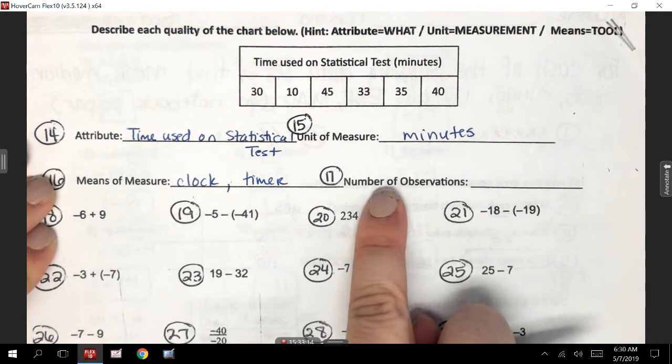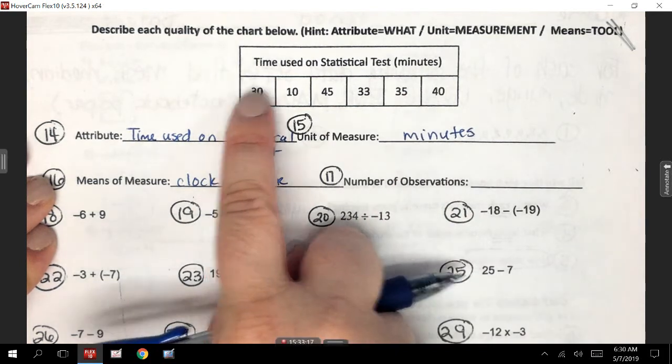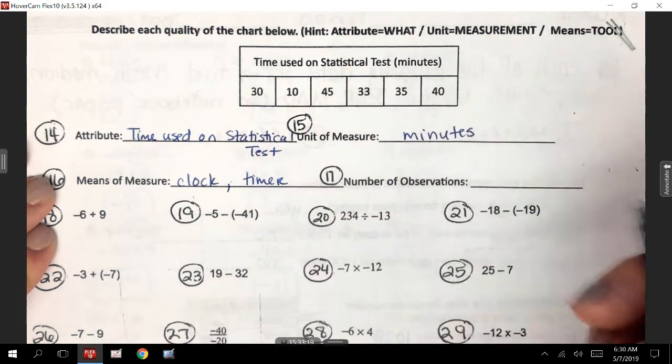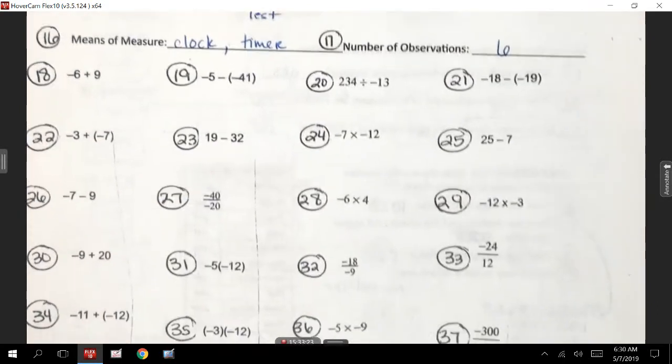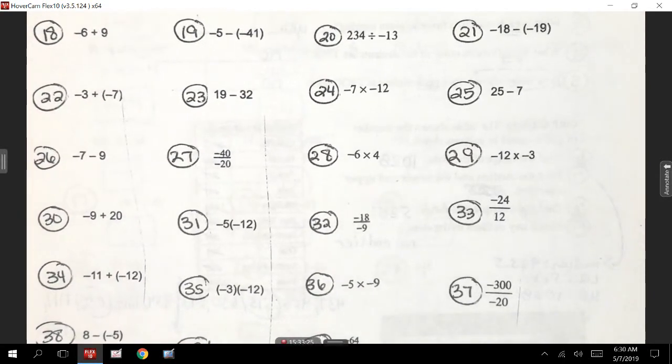The number of observations, the number of numbers. So there's 1, 2, 3, 4, 5, 6 numbers here. So I'd have 6 observations. All right, now we're talking about these integers. Remember, this is a section that you would not have a calculator on.